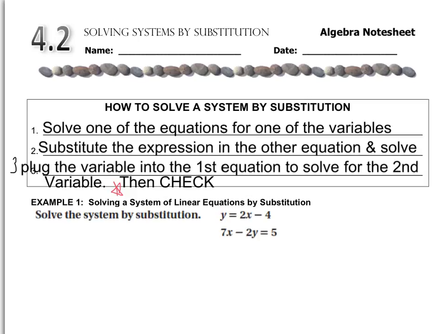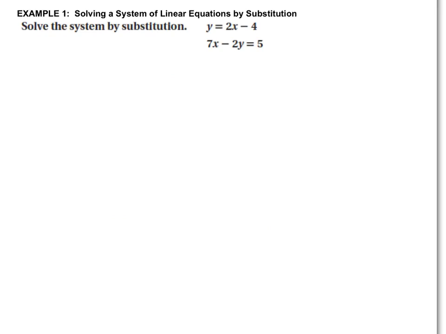Our steps again were: solve one of the equations for one of the variables; substitute the expression from that first one into the other equation and solve for the variable. Step 3 is to plug the variable back into the first equation to solve for the second variable that you don't have, and then always we check. So here is one in action, and we'll see how these steps work.